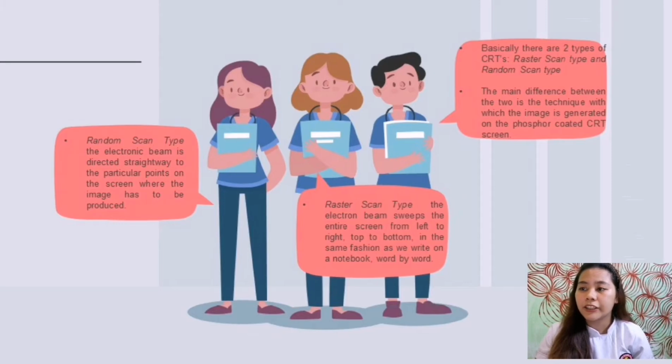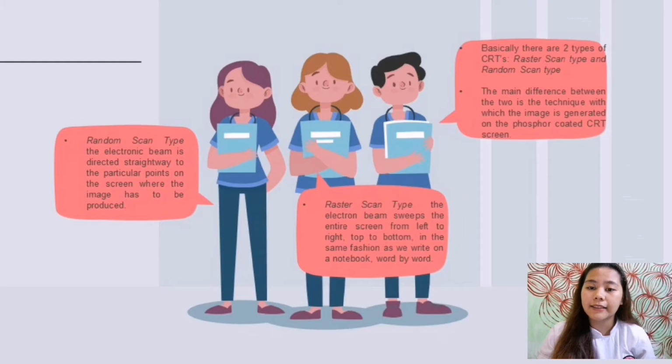So basically, there are two types of CRTs: raster scan type and random scan type. The main difference between the two is the technique with which the image is generated on the phosphorus-coated CRT screen. So what is raster scan type? In raster scan type, the electron beam sweeps the entire screen from left to right, top to bottom, in the same fashion as we write on a notebook, word by word.